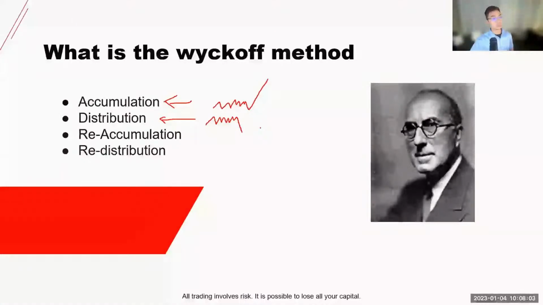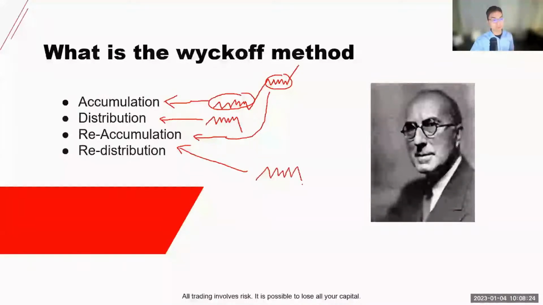So this is distribution. What is reaccumulation? Reaccumulation is when it looks like this area. Prices go up already, reaccumulate, and continue moving higher. So this is reaccumulation, this is accumulation, and this is distribution. What is redistribution? Redistribution is when price distributes, goes down, redistributes, and goes down again. So this area is the redistribution.